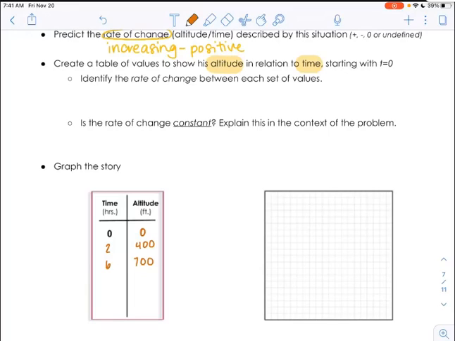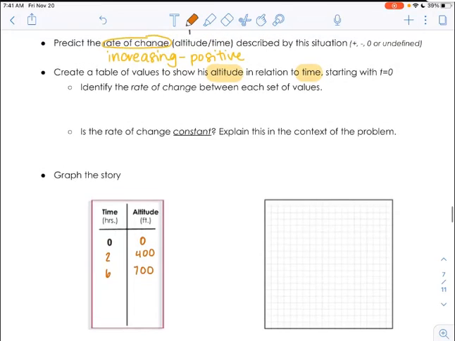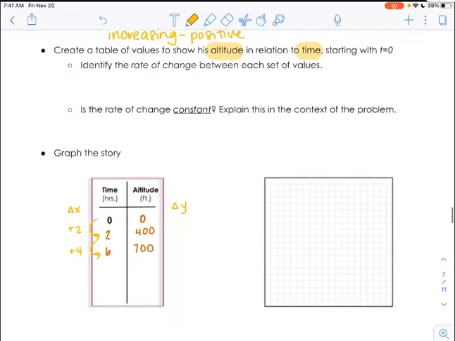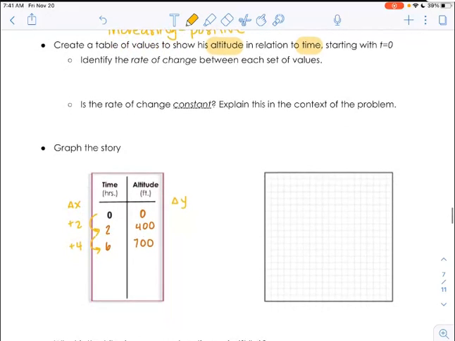Then it says identify the rate of change between each set of values. That's what I just did on the notes today, where we're looking at the change in our x and the change in our y. So to get from 0 to 2, how much time is passing? That's 2 hours. And then to get from 2 to 6, that's a plus 4. So those x values don't seem to be increasing at a constant rate. Let's see what's going on with the y values.